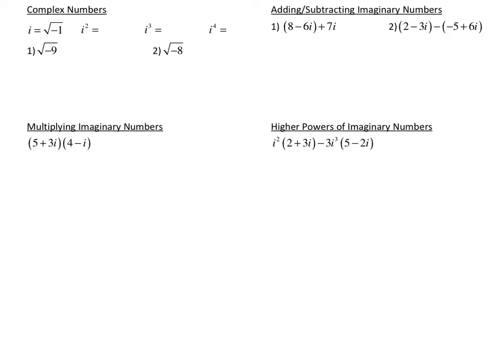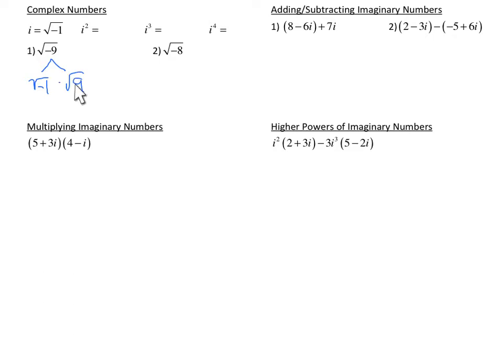To start off, let's simplify the square root of negative 9. Remember that if you have a negative inside, you have to break it apart because technically it's not possible. What we do here is write this as the square root of negative 1 times the square root of 9.